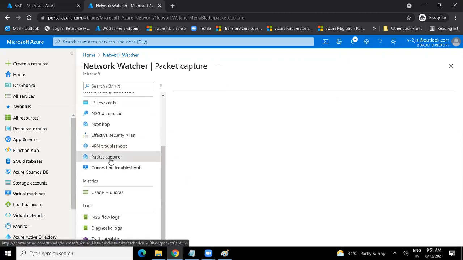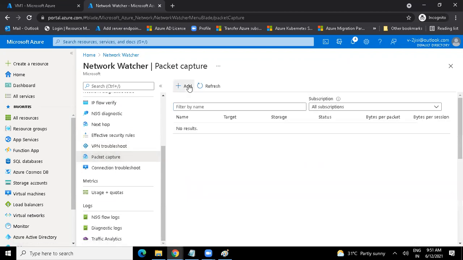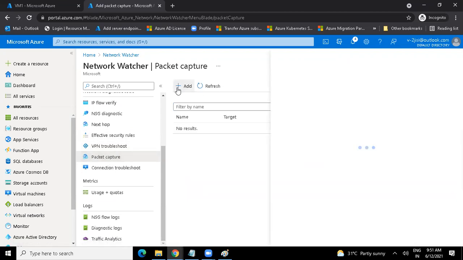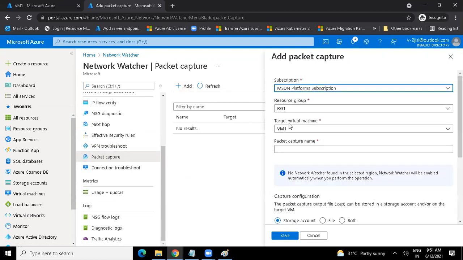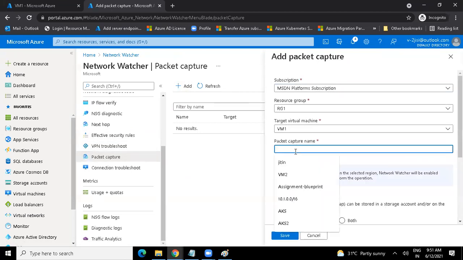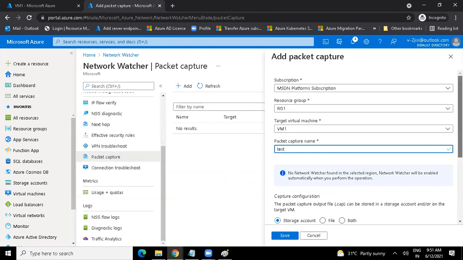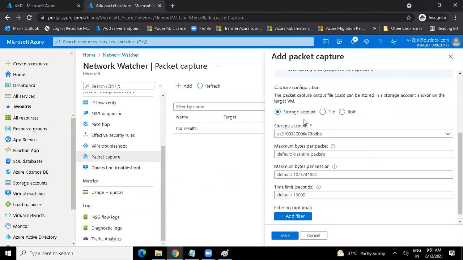Then we have packet capture. If you want to capture the packets that are coming or going, we can capture them. So packet capture can be done. You can give a packet capture name. Where do you want to store the packet captures? Maybe inside a storage account. You can define the maximum bytes per packet, minimum bytes per packet, and time limits. From here, you would be able to select the .cap capture output file inside the storage. So packets can be captured inside the storage.